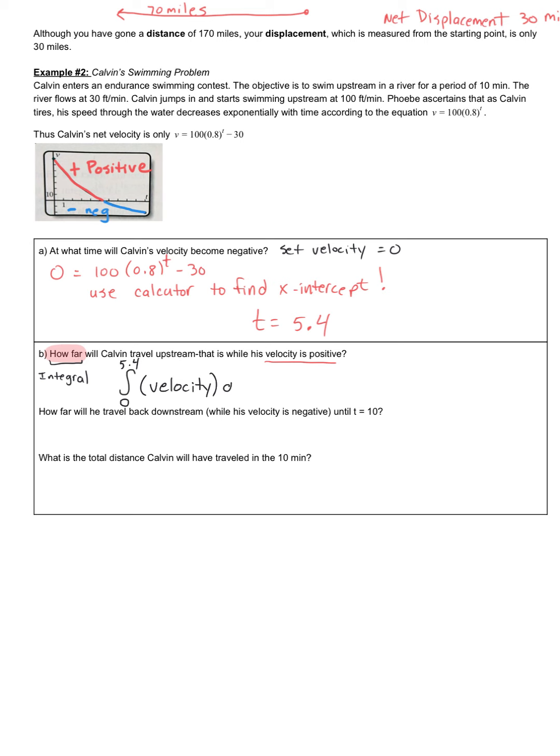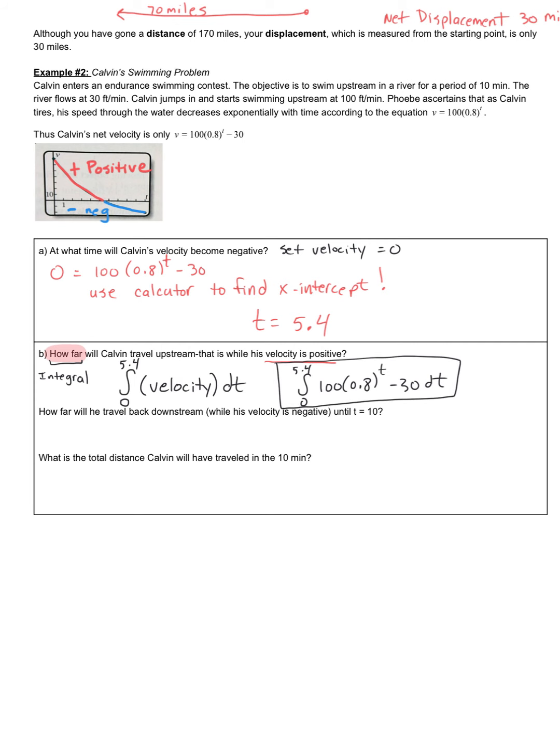All right, so that's got to be dt. So this is going to be from 0 to 5.4 of 100 times 0.8 to the t minus 30 dt. So whenever you see how far, you will be setting up a definite integral.